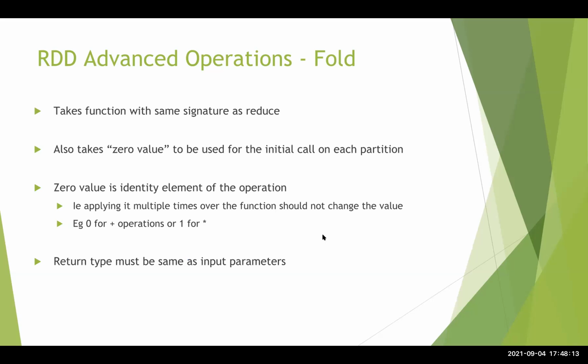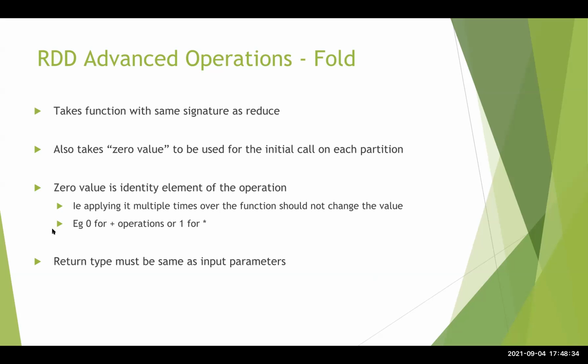There's fold. It takes a function with the same signature. It also takes the zero value, to be used for the initial call on each partition. Now, what is a zero value? Zero value is the identity element of the operation, such that applying it multiple times over the function should not change the value.